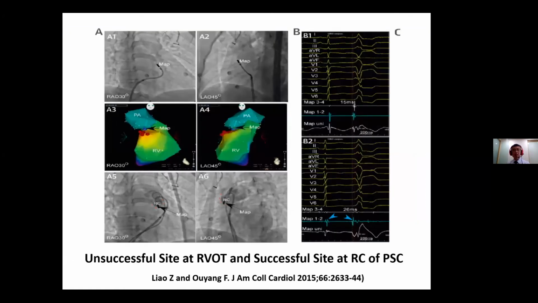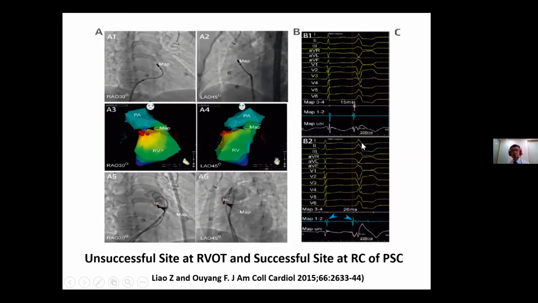This slide just shows you an example where they did an ablation at the RVOT subvalvular area and failed. So they went above the valve and used a reverse U curve to identify the origin coming from the right pulmonary cusp. And from the fluoroscopy, of course, this is the right cusp in the RAO and LAO views. And also, I would like to ask you to focus on the surface EKG if that is coming from the right pulmonary cusp.